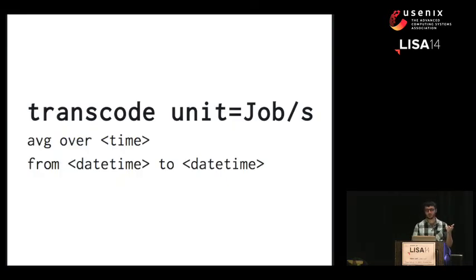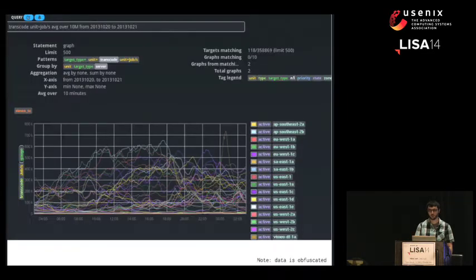I'm going to switch to another example. I know that we have transcode jobs running. So I know if I just type transcode and then unit equals jobs per second, which is a standardized tag, I know I can query for them. So by default, it just puts them all on this one graph, which is not very useful.